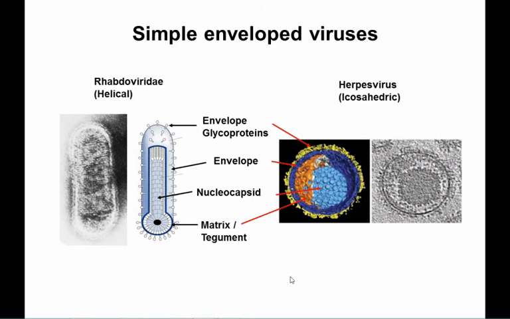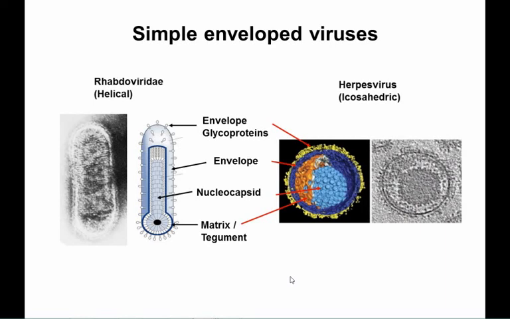Protecting virus nucleic acid, that's the basic function of the capsid. Now, the other function of capsid proteins in a naked virus is to interact with the host cell. So for a naked virus, these capsid proteins have got to bind to the surface of the host cell. The second function of capsid proteins.